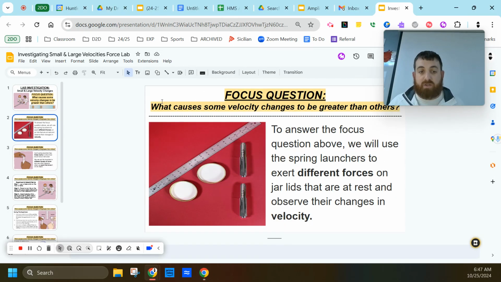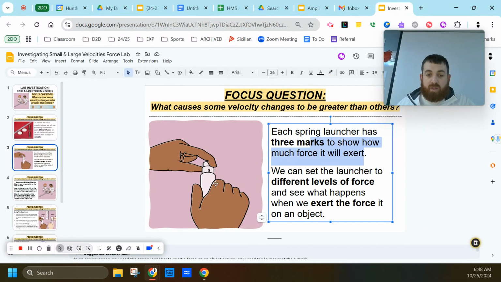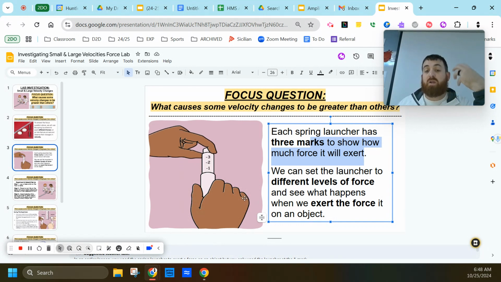To answer that focus question, we will be using some spring launchers to exert some different forces on some jar lids as we look to change their velocity along a meter stick. So that will be our lab materials for today. As we're looking to figure out what causes some velocity changes to be greater than others, we are going to be using each of the different spring launchers that will have three different marks to show how much force is being exerted, whether it's force 1, 2, or 3, as we see here in the picture. We can set the launcher at each of the different levels of force to see what happens when we exert the force on an object.